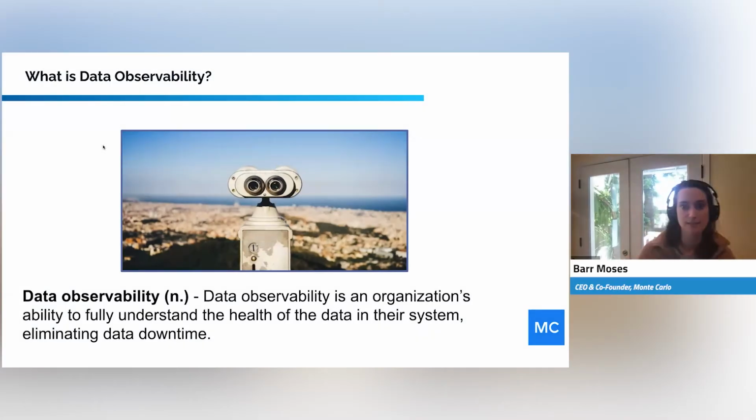Solving data downtime, in other words, not flying blind, is easier than you think. And all it takes is a holistic, automated approach to data observability. So what is data observability?